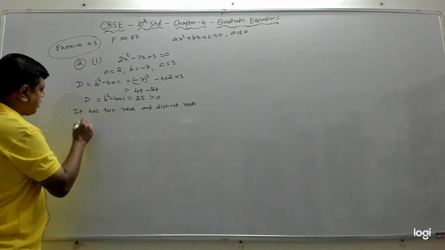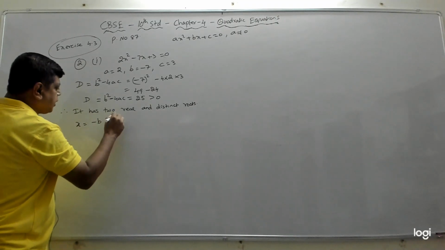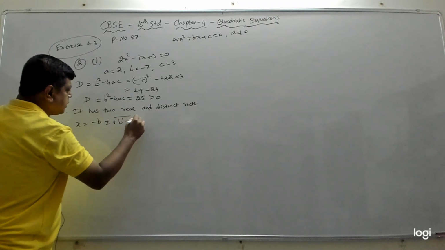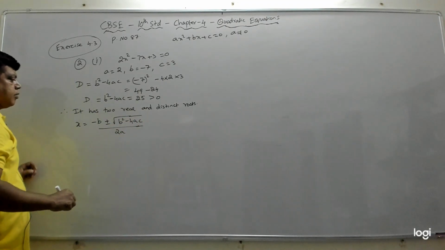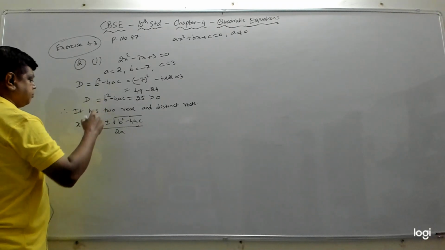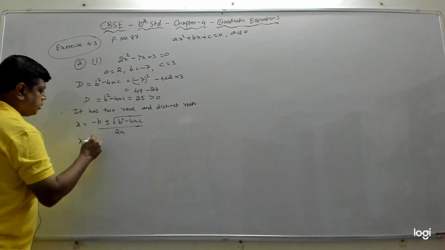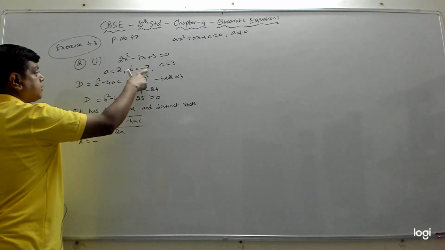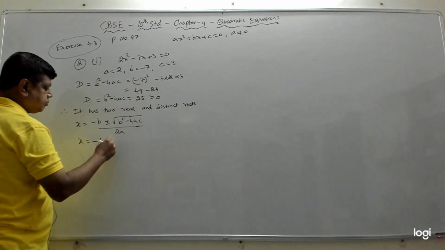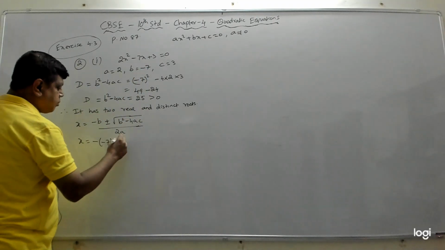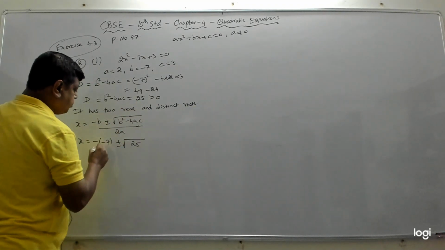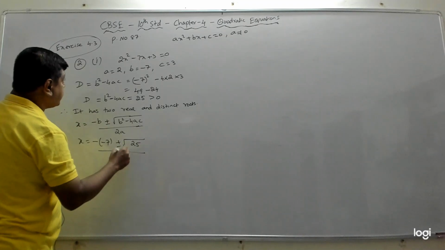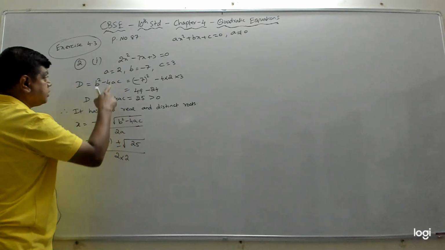Now what is the quadratic formula? x is equal to minus b plus or minus square root of b square minus 4ac, by 2a. Now we'll substitute the values. x is equal to minus b, and b is minus 7, so minus of minus 7, plus or minus square root of b square minus 4ac, which we calculated as 25, by 2a. So 2 into a, which is 2, is 4.